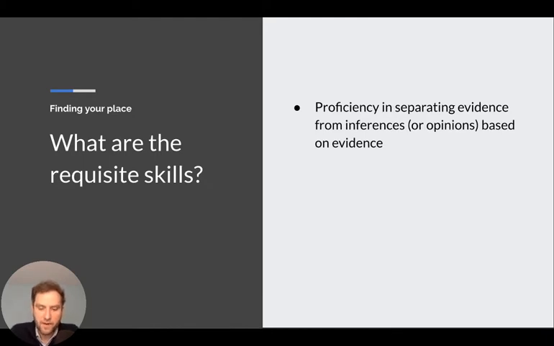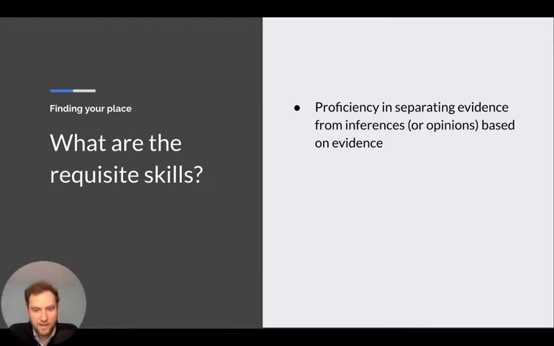You also have to be fairly proficient in separating evidence from inferences or opinions that may be based on evidence. So there are a lot of sources where people take, let's say, a primary research study or a survey or some sort of experiment, and they take that source material and they form an opinion or they make some sort of inference based on that original research.